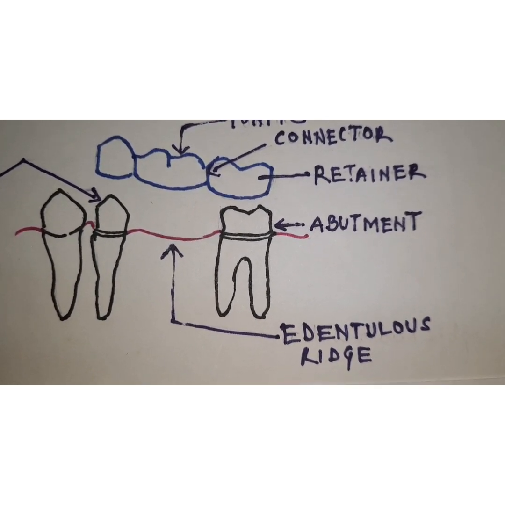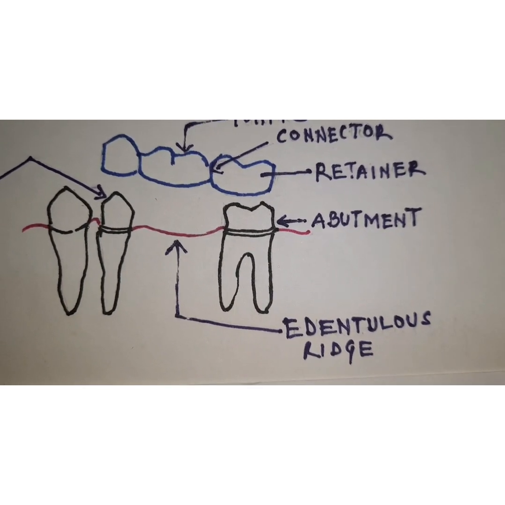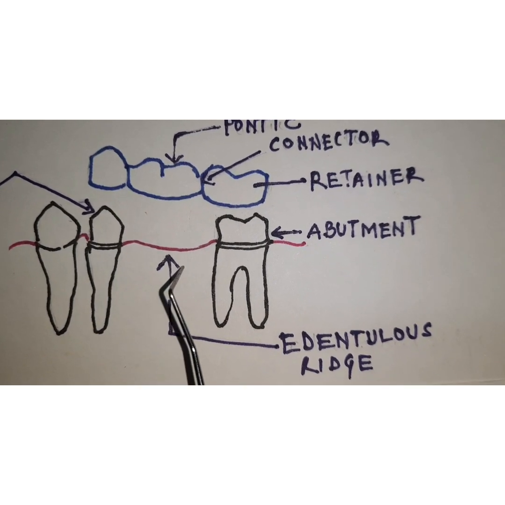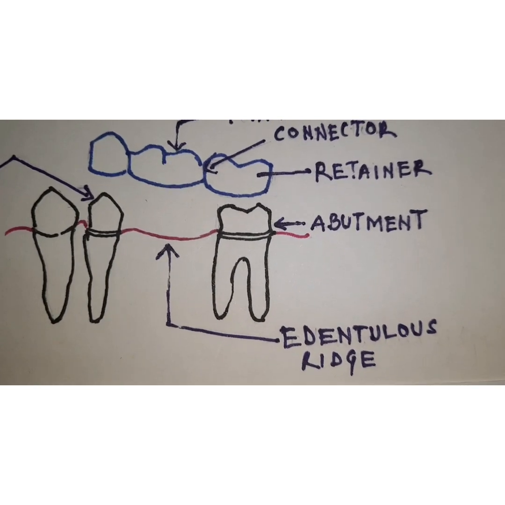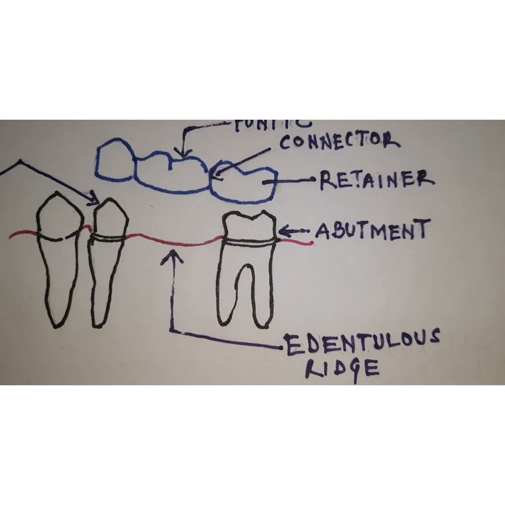Then in cases where there is a large amount of tissue loss in the edentulous area, where there is ridge resorption, you have severe defects, that is, horizontal and vertical defects. So in those cases also you should consider a removable prosthesis rather than a fixed prosthesis.